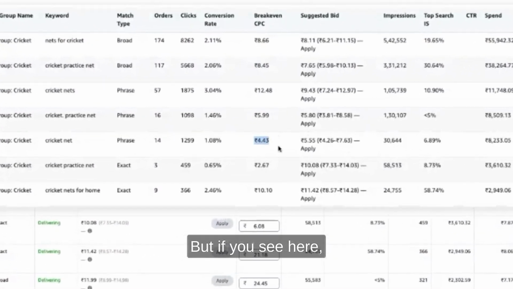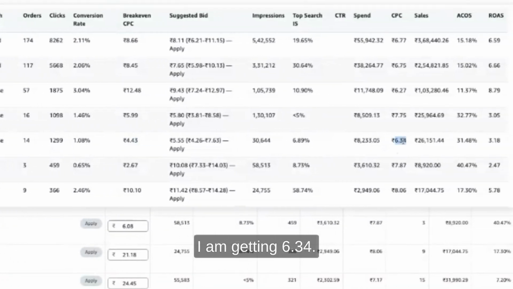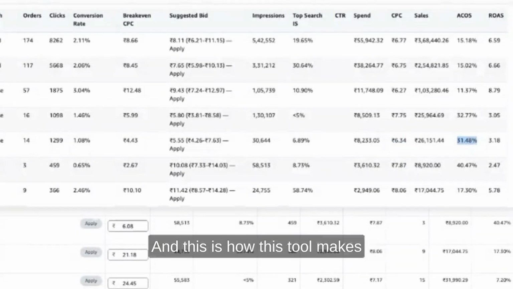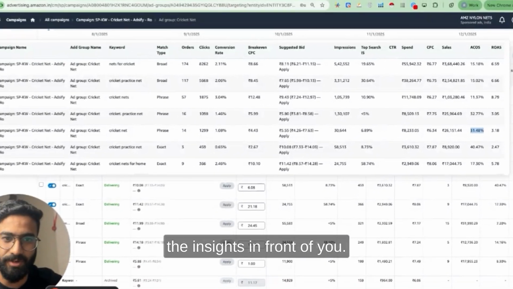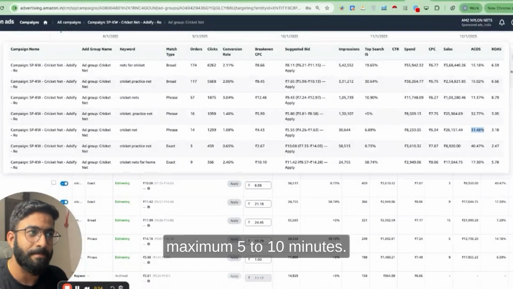But if you see here my break even is 4.43. I am getting 6.34. My ACoS is 31%. Now I simply need to reduce the bids here because I cannot afford this. And this is how this tool makes it really, really simple for you to optimize. It's just one click, all the insights in front of you. Very simply, you can optimize the campaign in like maximum 5 to 10 minutes.